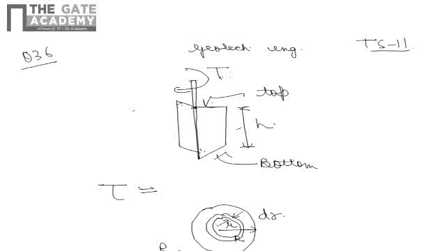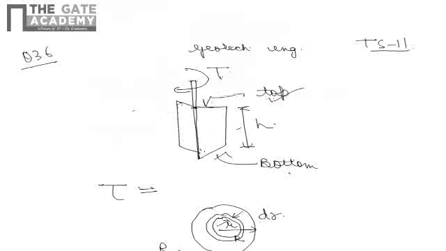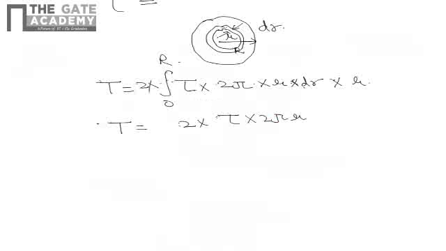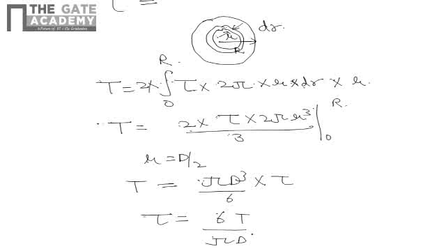So upon integration, T comes out to be 2 multiplied by, because we have to consider top and bottom surfaces both, tau into 2 pi R cube by 3, integrating between 0 to R, and replacing R by D by 2, we get T as pi D cube by 6 into tau. So tau comes out to be 6 T upon pi D cube.